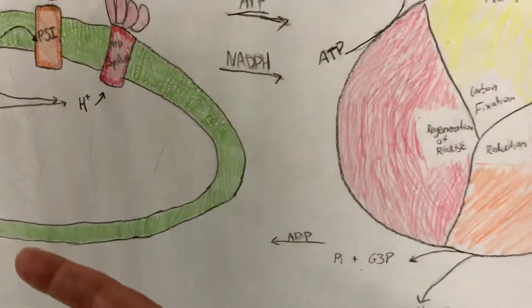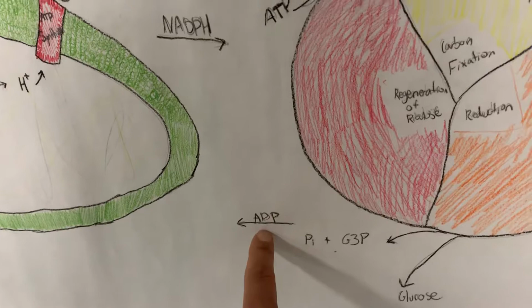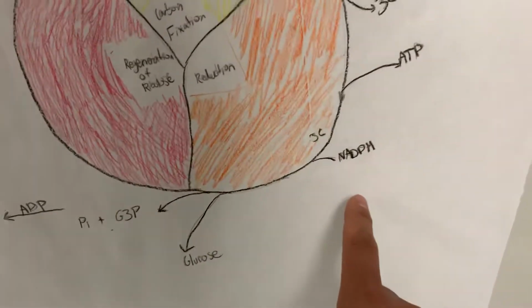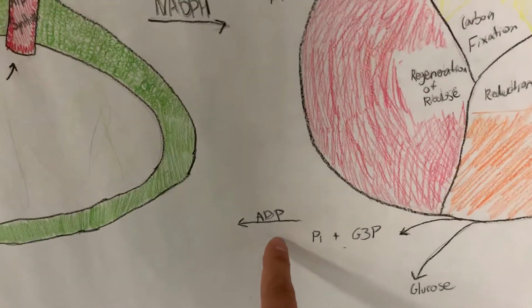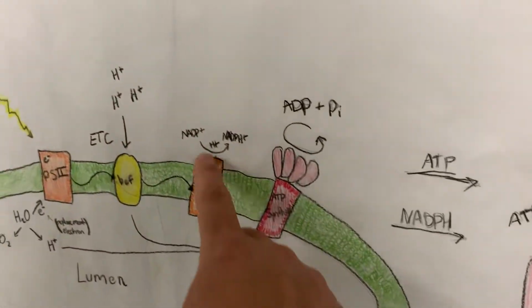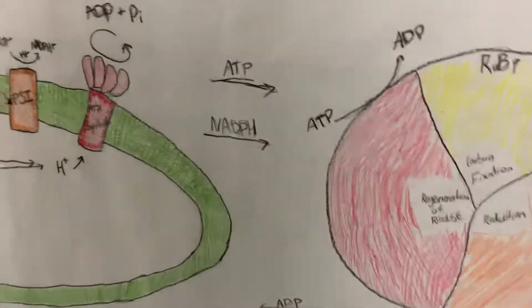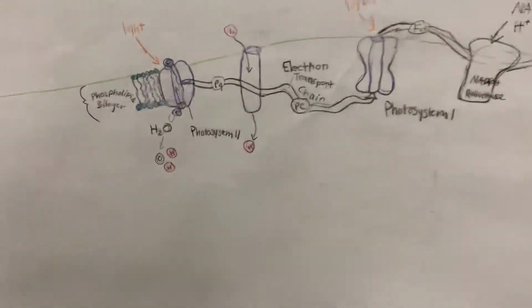Sending back to the light reaction will be ADP, but also the NADP, which isn't here, but also the NADP, because we're going to need that here. All right, so they cycle around together. All right, let's take a look at this one.